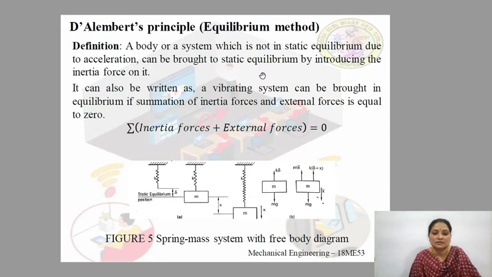If we consider a spring mass system for this example, the body or a system which is not in static equilibrium due to acceleration can be brought to static equilibrium by introducing the inertia force on it. So when the inertia force is acting on a body, the body can be brought into static equilibrium. That is why this principle is also called the equilibrium method.